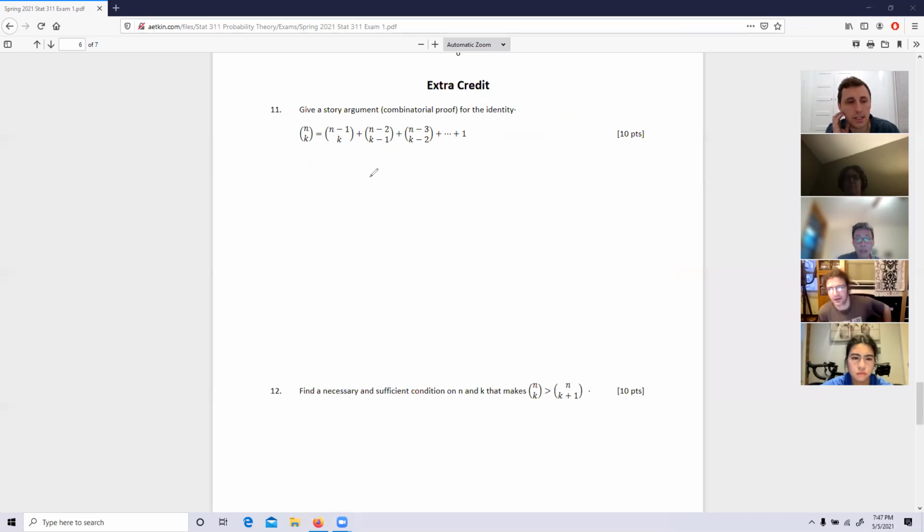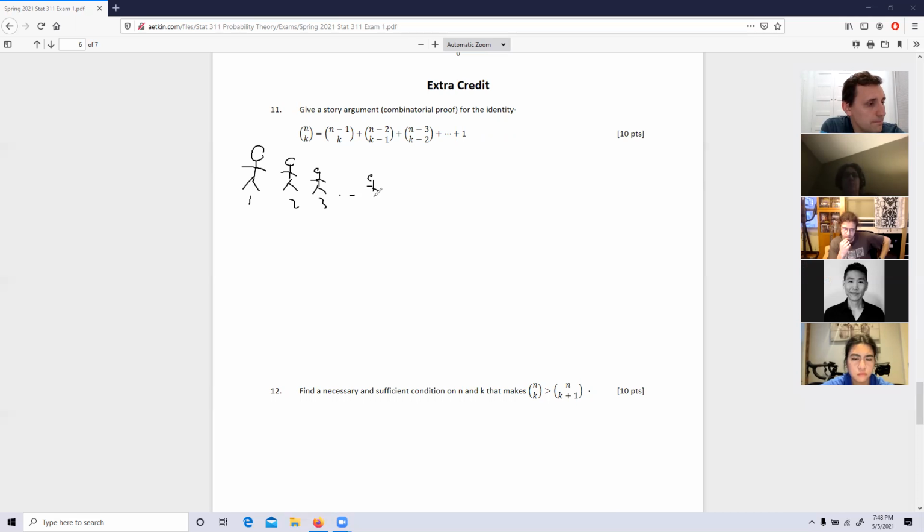So what you can see is, what elements do I select? So I can say we have the people. We can draw a picture. Let's say here is person 1, person 2 is shorter, person 3 is shorter, and all the way to person n, who is the shortest of them all. That's maybe just the story I'm coming up with right now. So then I have to take k of those individuals with me.